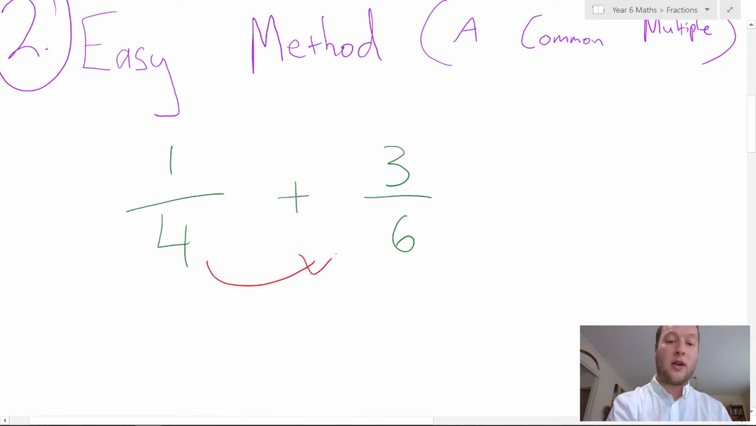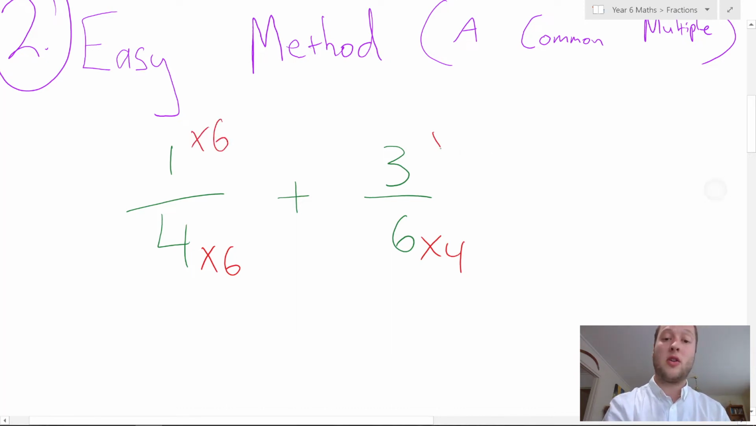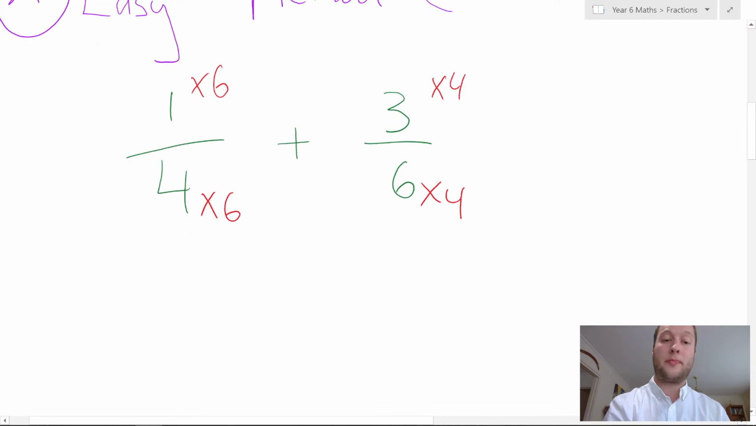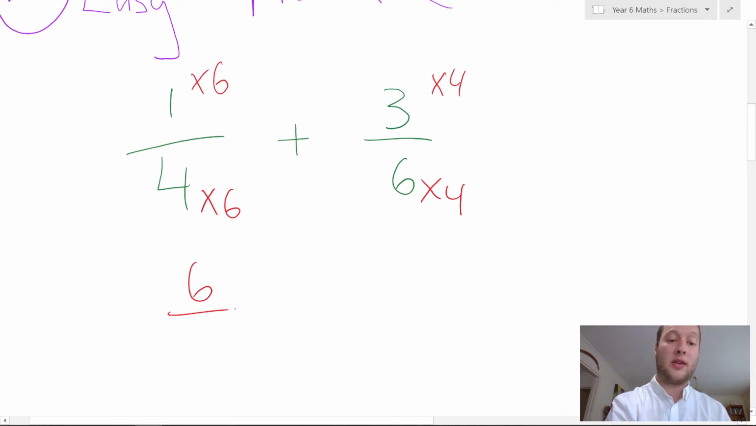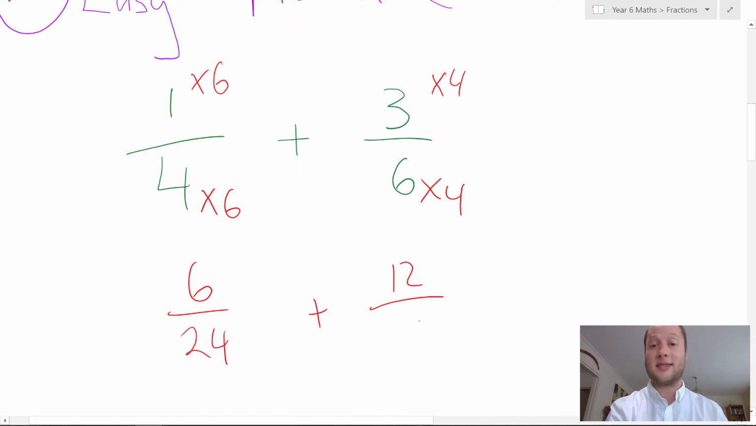So we're going to multiply 4 by 6 and then 6 by 4. So 4 times 6 and 6 times 4. And that's to find an equivalent fraction. Whatever you do to the bottom, do to the top. So we've got 6 times 1 equals 6. 4 times 6, if you're not sure, you can just skip count by 4. So 4, 8, 12, 16, 20, 24. And then I've got 3 times 4 is 12, and 6 times 4, if you count by 6s, count up 4 times, 6, 12, 18, 24.